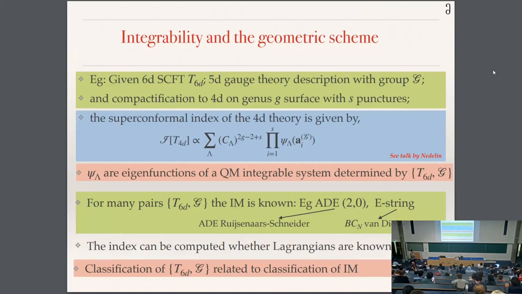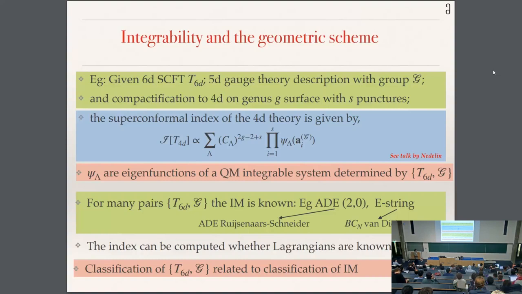There is this genus and the number of punctures, and there are these special functions which appear here, which can be shown to be related to eigenfunctions of quantum mechanical integrable systems defined by the 6D SQFT and the 5D compactification. For example, in the case of the (2,0) theory, this integrable model turns out to be the Ruijsenaars-Schneider model. In the case of the E-string that we mentioned, it's another integrable model, which is called the BC Van Diejen model. And there are other types of models that you can find.